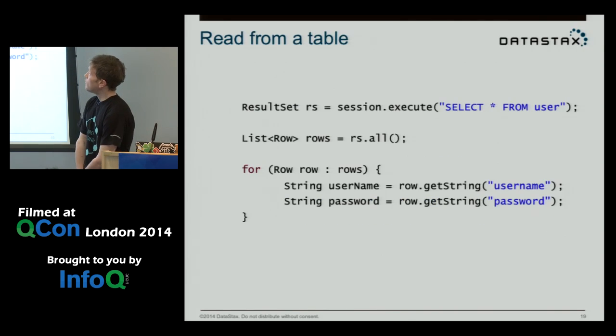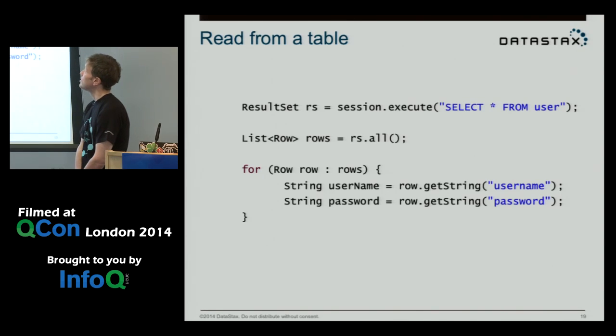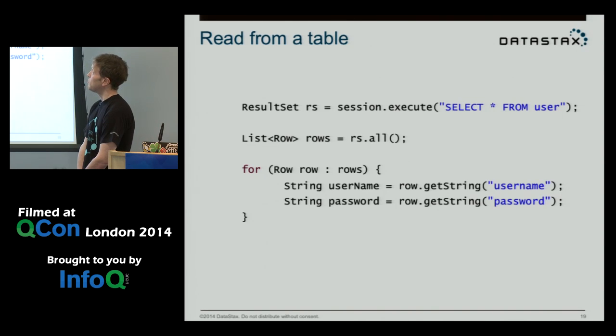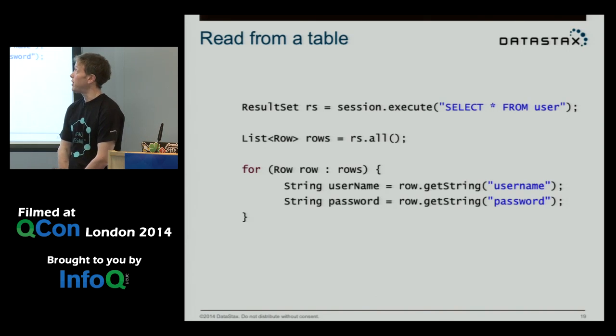OK. The next example is reading from a table. You call session.execute with a bit of SQL, select star from users, and you get back a result set. I don't think there's anything really to explain about this one. You get back some rows, you iterate through them, and you do stuff with them. Very, very straightforward.